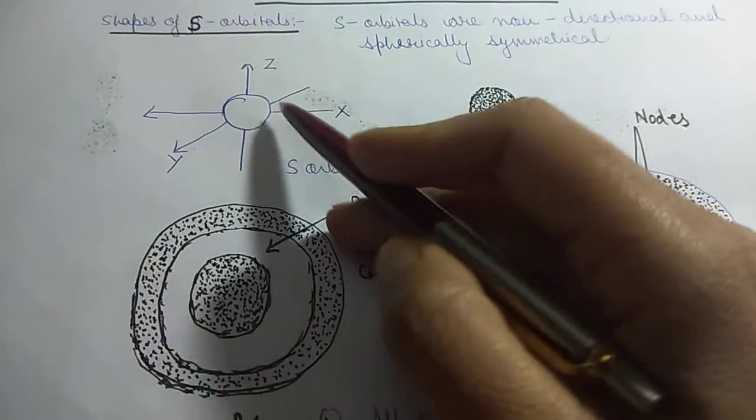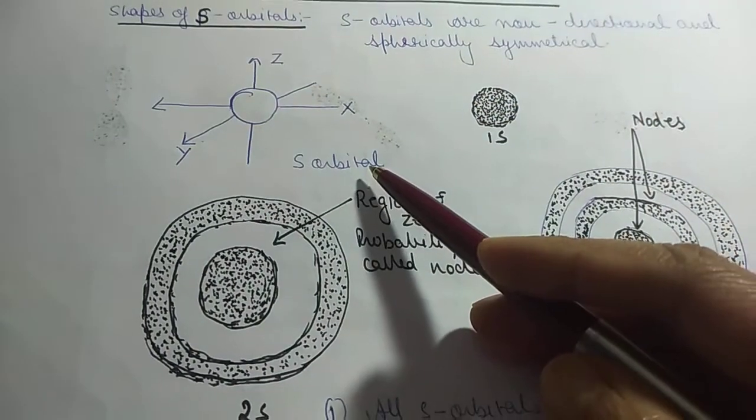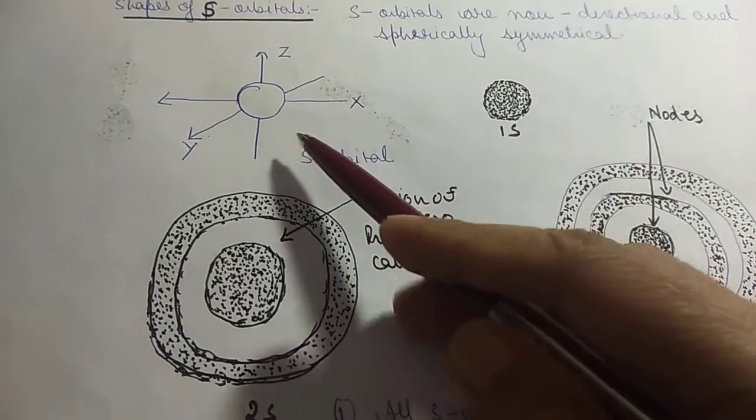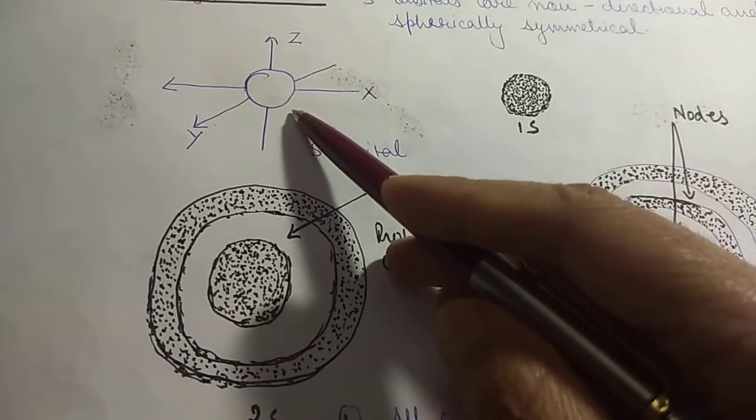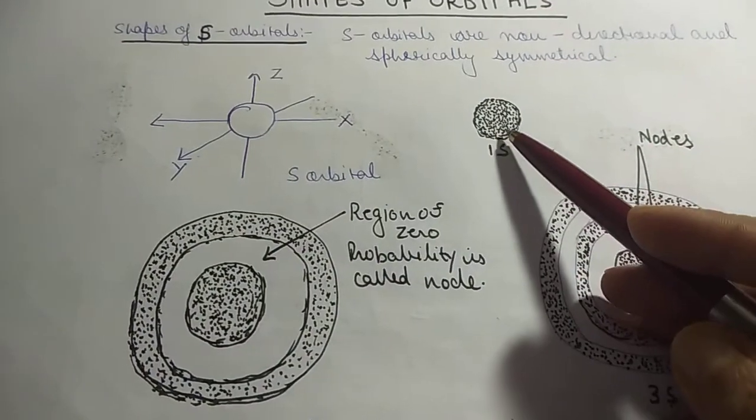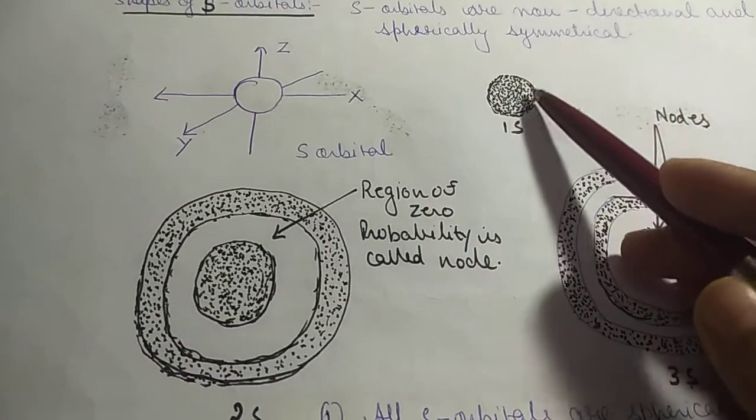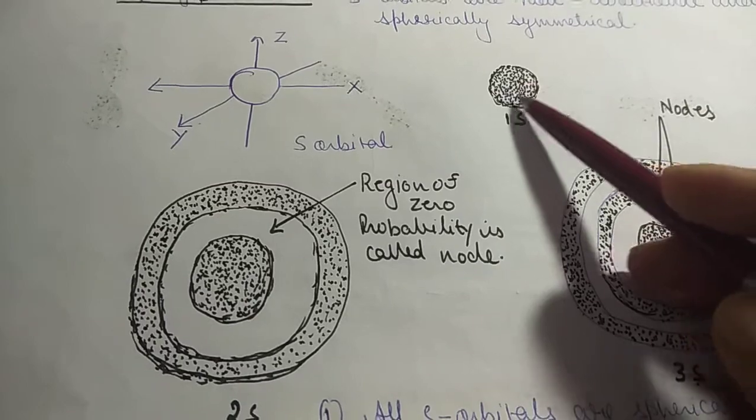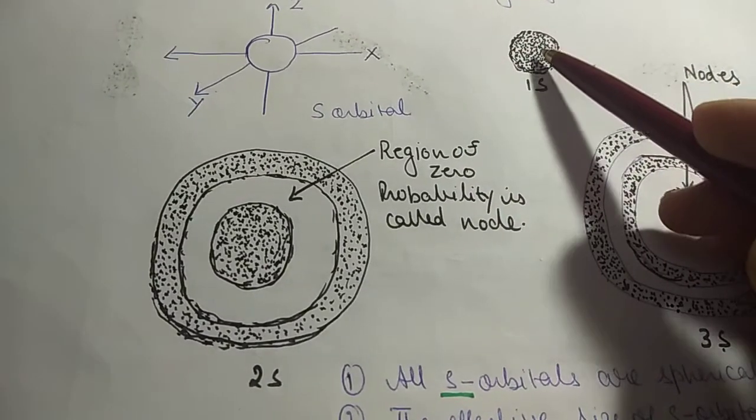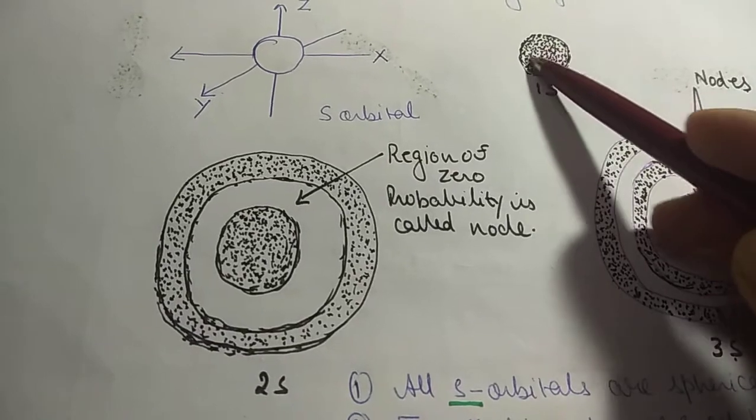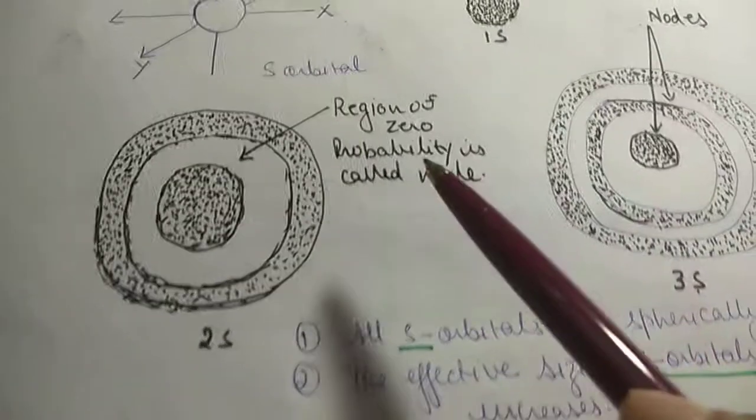It is the sphere. This is x-axis, this is y-axis, and this is the z-axis. This is s orbital, representation of s orbital in your Cartesian coordinates. Then we have one s orbital. This represents electron density in one s orbital, spherically symmetrical. This is the orbital region where the probability of finding the electron is maximum.